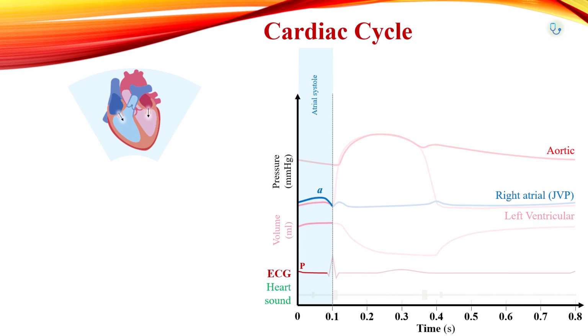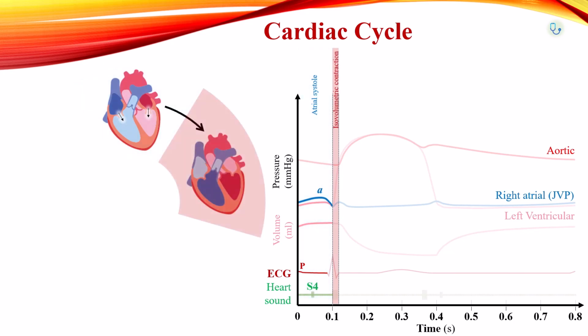In some conditions such as ventricular hypertrophy, the fourth heart sound, S4, can be heard during the atrial contraction phase. The fourth heart sound is caused by vibration of the stiffened ventricular wall when the blood is pushed from the atria into the ventricles. The next phase of the cardiac cycle is the isovolumetric contraction.